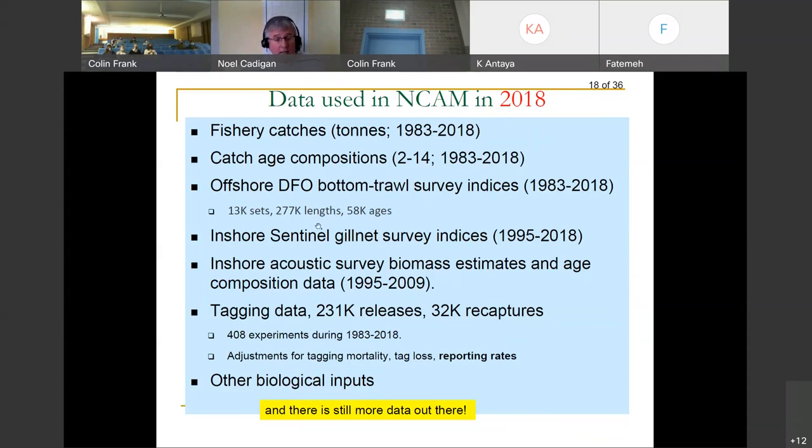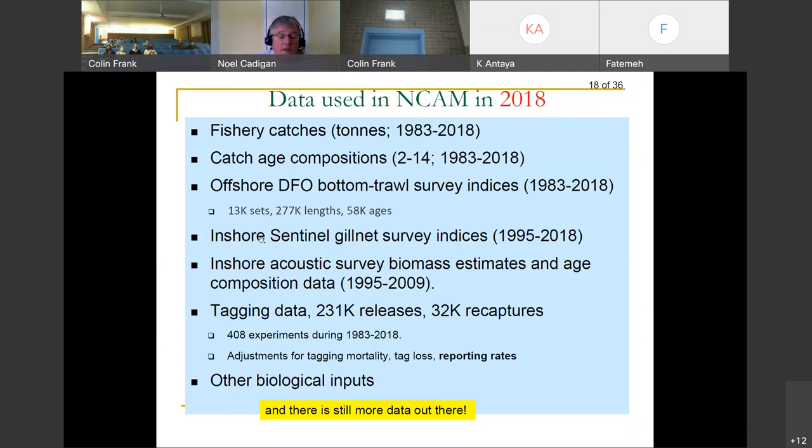And as of 2018, there's a lot of information, a lot of effort goes into those bottom trawl surveys. So for 83 to 2018, it involves 13,000 tows of the net, 277,000 length measurements, 58,000 fish were measured for age. So there's a huge amount of effort going into it.